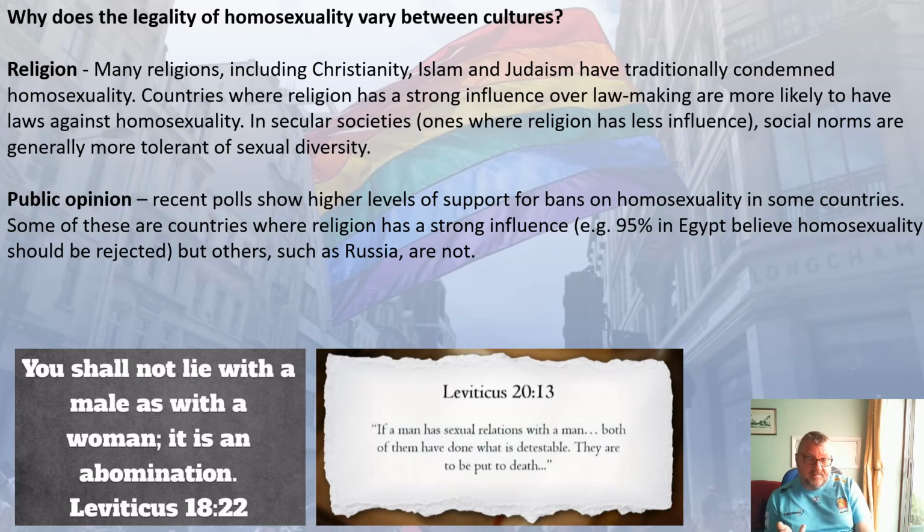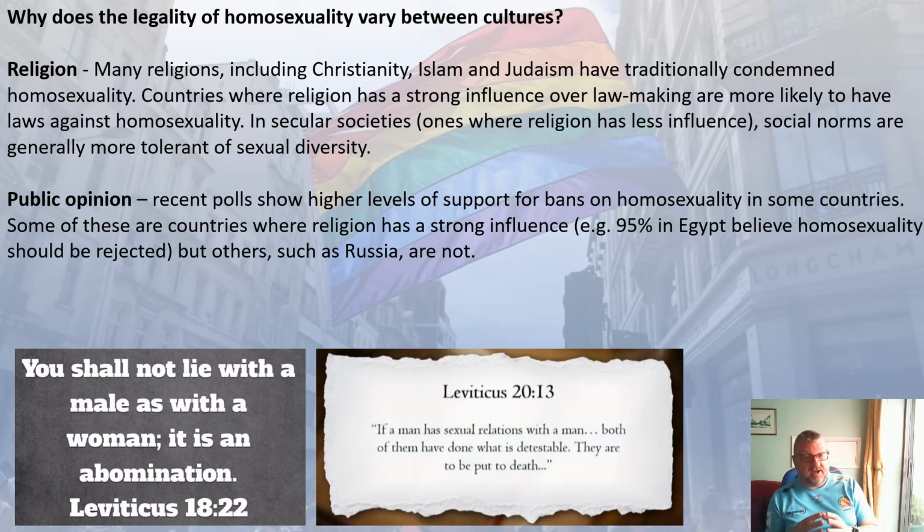Public opinion varies between cultures as well. So whilst I think in our culture we have become increasingly more tolerant of homosexuality, and I'm going to show you how the law has changed over time very shortly, recent polls in other countries actually show higher levels of support for bans on homosexuality. So some of these countries are where religion has a really strong influence. So for instance, in Egypt, 95% of people in a poll believe homosexuality should be rejected.